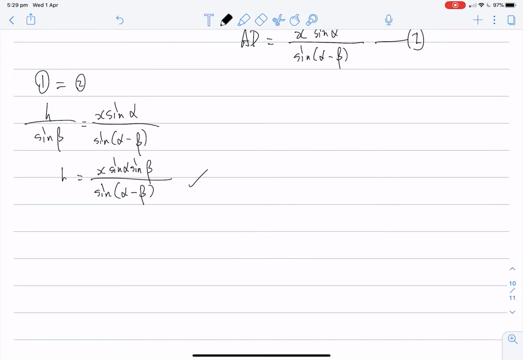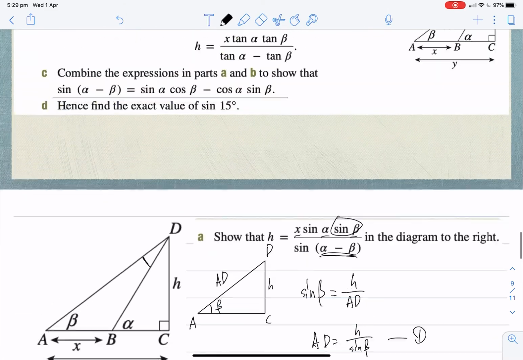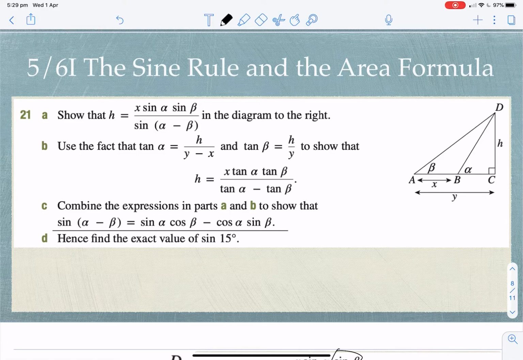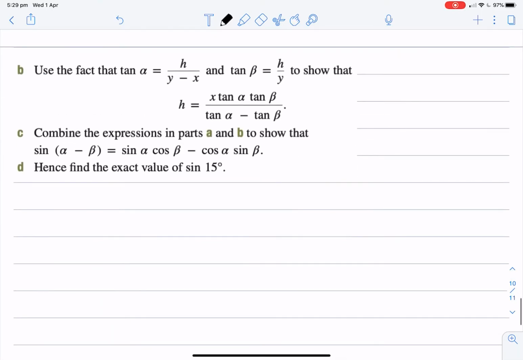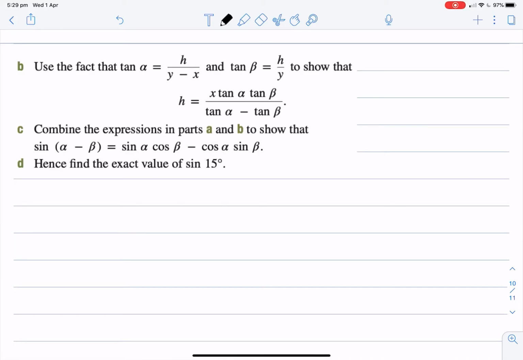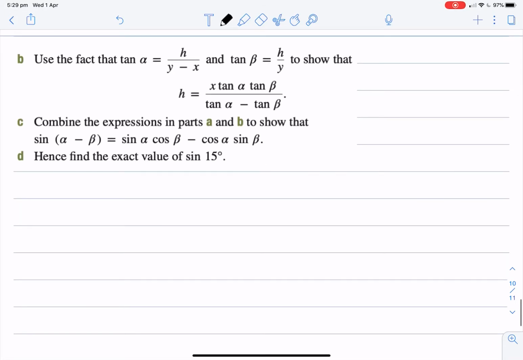Alright, let's move on to the second bit. The second bit is we use that as a fact and show that the result happens. So, let's copy the question down here. For those two, in the equation, you know what's interesting? The y is missing. So let's make y the subject, okay?